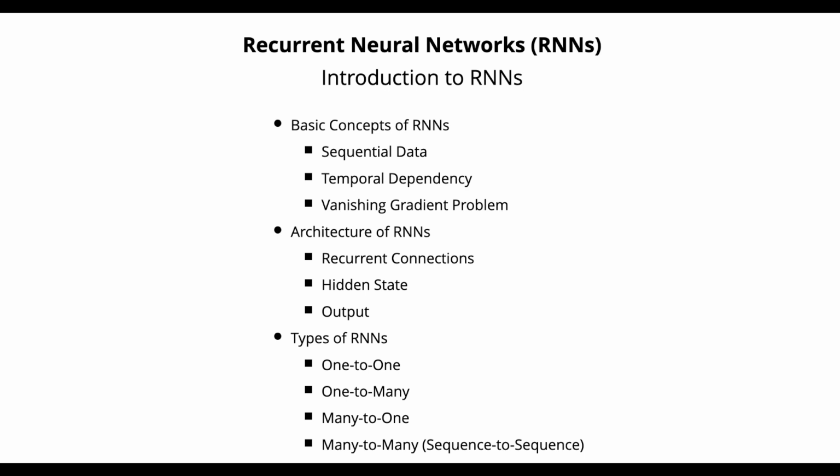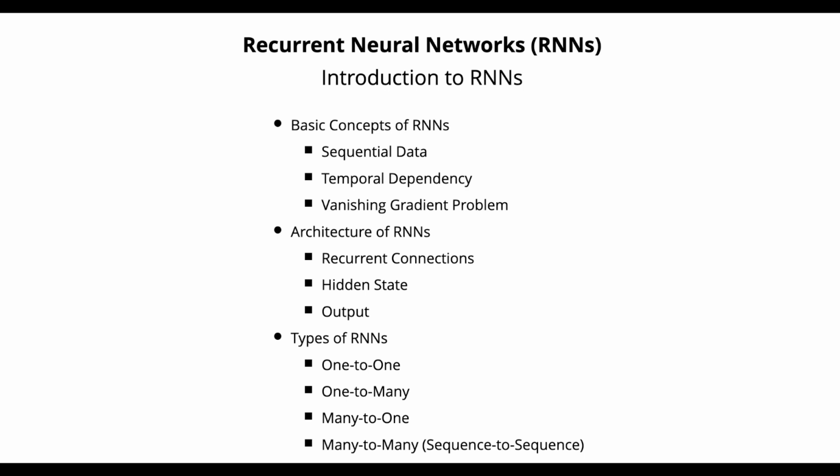What is the vanishing gradient problem? Traditional RNNs suffer from the vanishing gradient problem, where gradients diminish exponentially over long sequences, making it difficult to learn long-term dependencies. What is the architecture of RNNs?